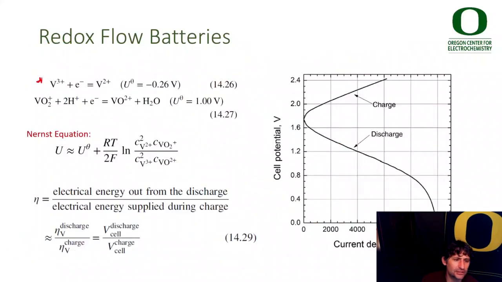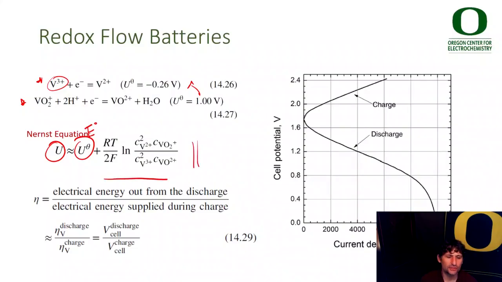Here's some actual data. So here's the half reaction at the negative electrode. Here's the half reaction at the positive electrode. They both involve vanadium, so that's nice because if any of your catholyte and anolyte mix by moving across the membrane, that's not a perfect separator of the two, it doesn't harm your cell. The difference in potential between the two is about 1.26 volts. So that's the open circuit potential. You can calculate that open circuit potential from the Nernst equation. So U theta here, that's our E naught from last term.